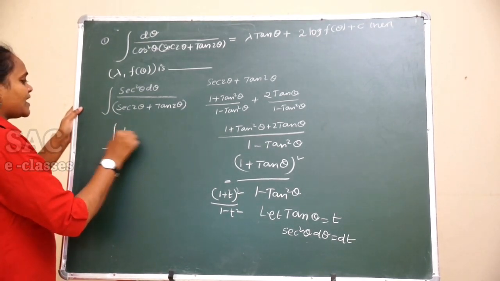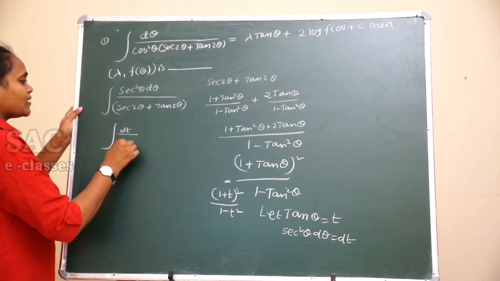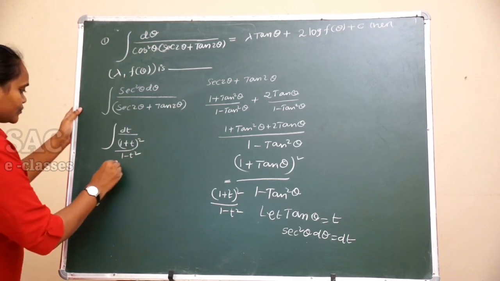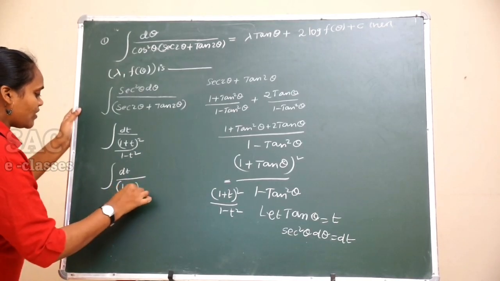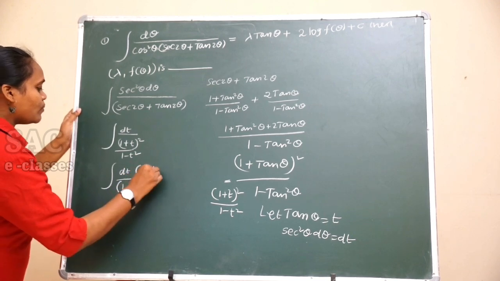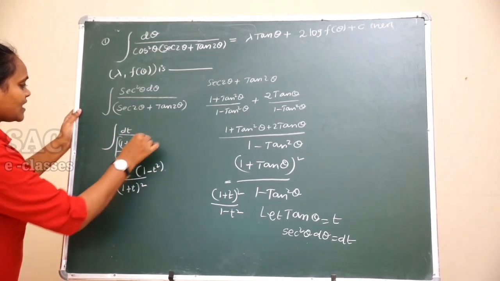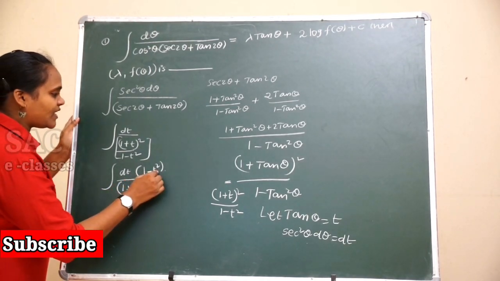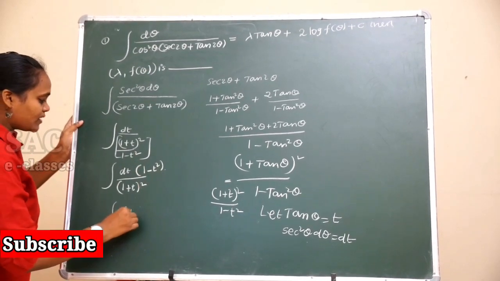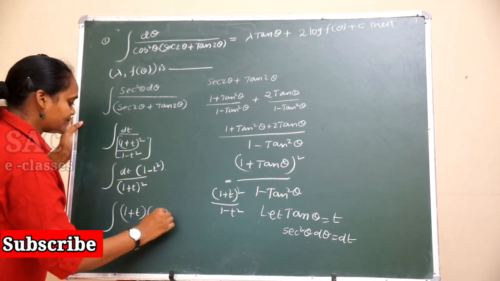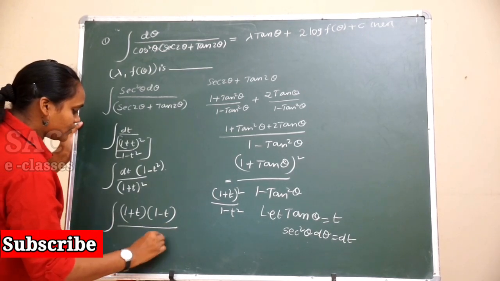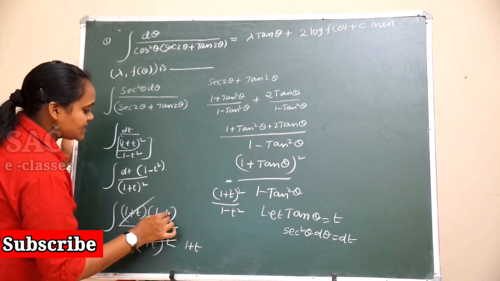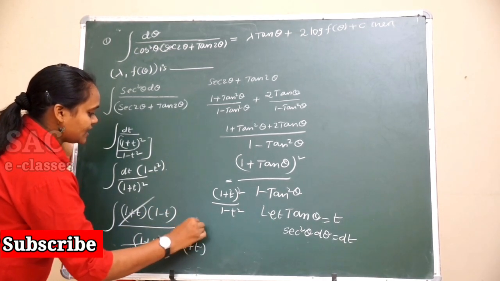Clearly, it is nothing but dt by 1 plus t whole square by 1 minus t square. You can write dt into 1 minus t square by 1 plus t whole square, because I have turned it into a reciprocal. As you know, 1 minus t square can be expressed as 1 plus t into 1 minus t, divided by 1 plus t whole square. Clearly, 1 minus t by 1 plus t dt we got.